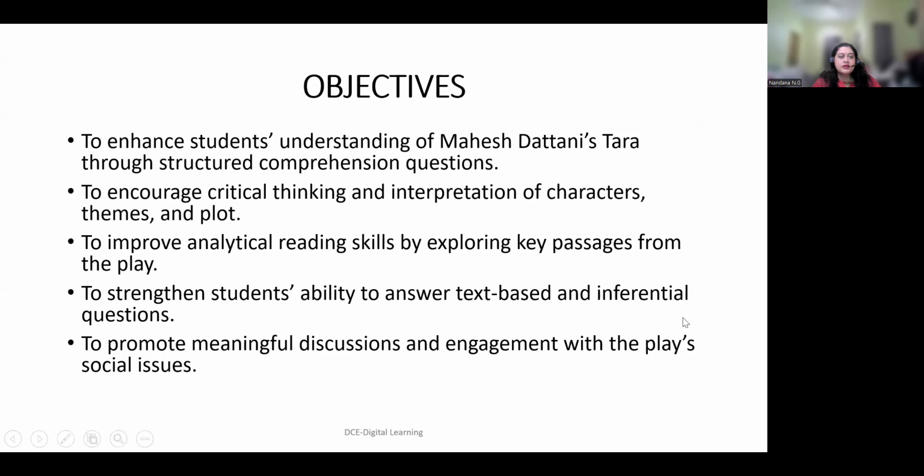The objectives of this session: to enhance students' understanding of Mahesh Dattani's Tara through structured comprehension questions, to encourage critical thinking and interpretation of characters, themes, and plot, to improve analytical reading skills by exploring key passages from the play, to strengthen students' ability to answer text-based and inferential questions, to promote meaningful discussions and engagement with the play's social issues.